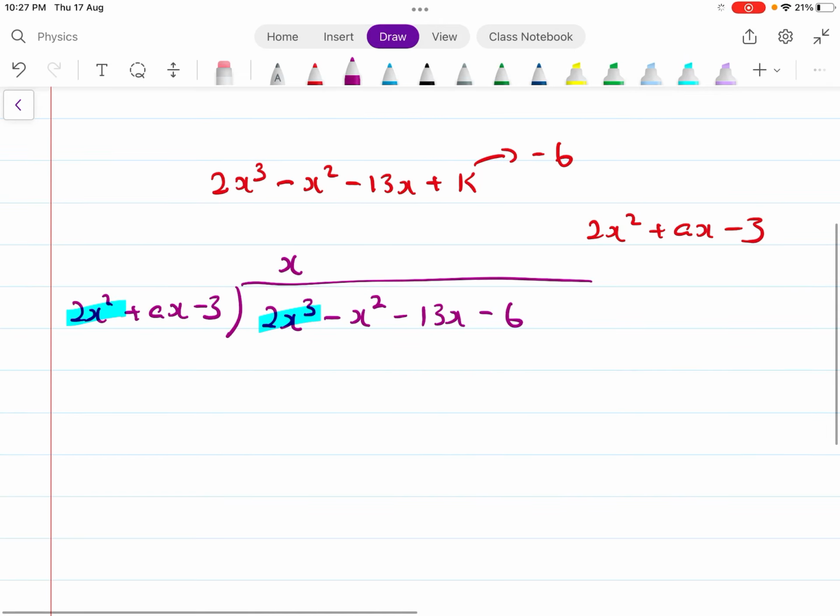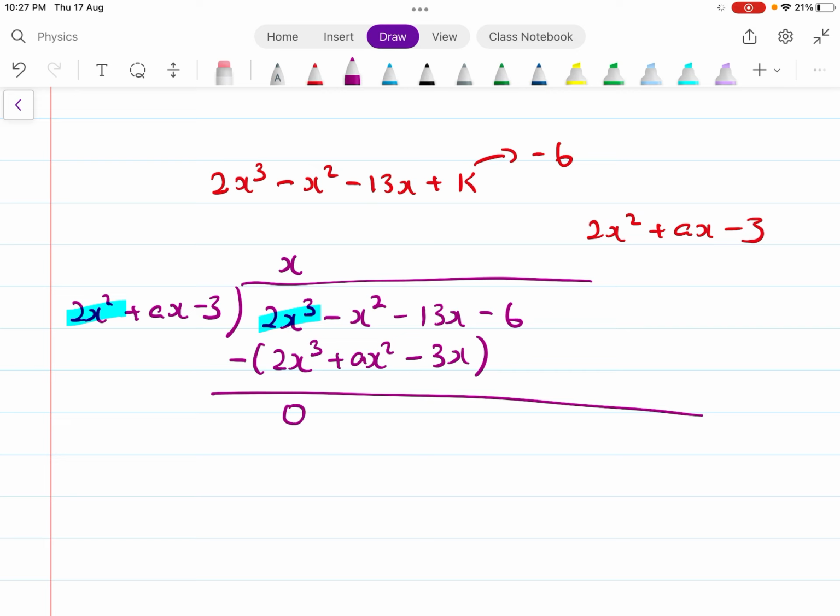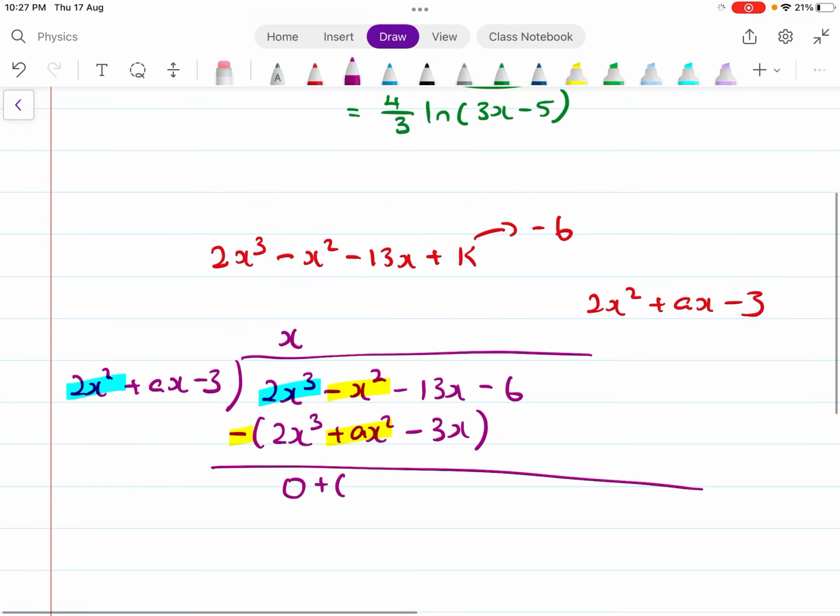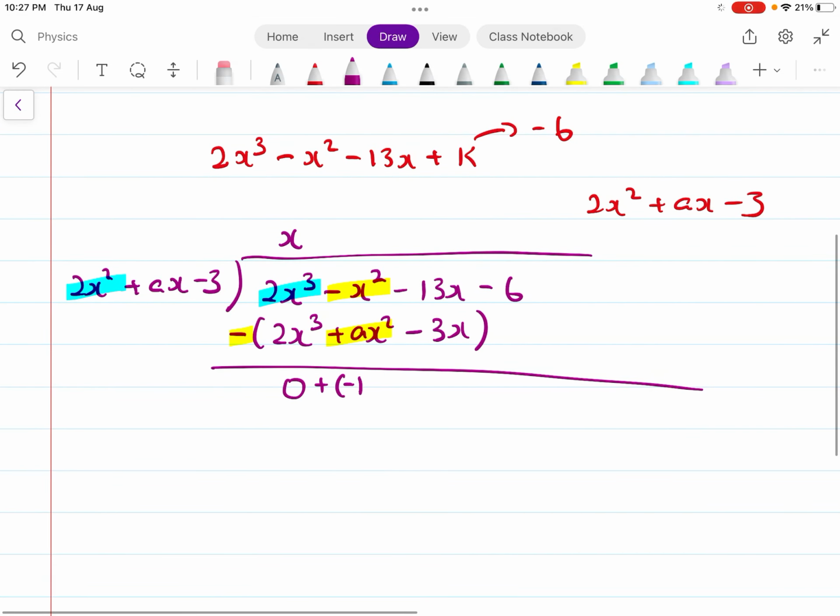So what you get is x. So here 2x cubed plus ax squared, then minus 3x. Then put a bracket. Okay, so I did minus again. So this one is 0. So negative x squared minus ax squared. So I put all the coefficients together. So it's negative 1 minus a, bracket, x squared. Then after that, this one is minus 13x minus negative 3x. So it's actually negative 10x. Of course, the negative 6 you can bring down, just like that.